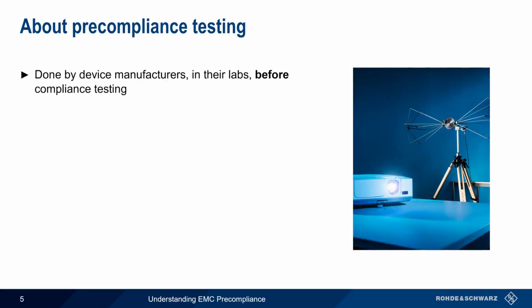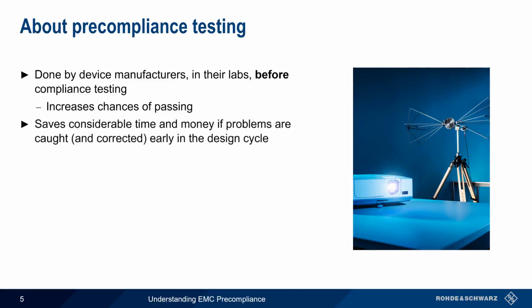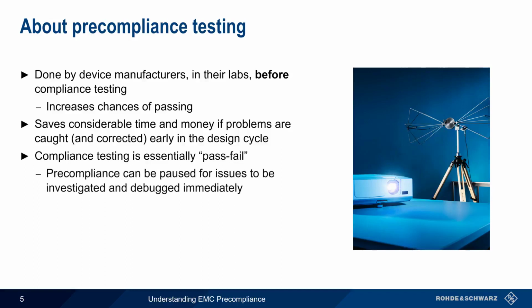Pre-compliance testing, on the other hand, is testing done by the device manufacturers in their own labs before compliance testing, and this is intended to increase the probability of passing the official compliance tests. As mentioned a moment ago, significant time and money can be saved if EMC-related issues are caught and corrected early in the design cycle. Formal compliance testing is essentially pass-fail, and does not provide much insight into the causes for the failure. Pre-compliance testing, on the other hand, can be stopped at any time, and the reasons for issues can be thoroughly tested and debugged when necessary.